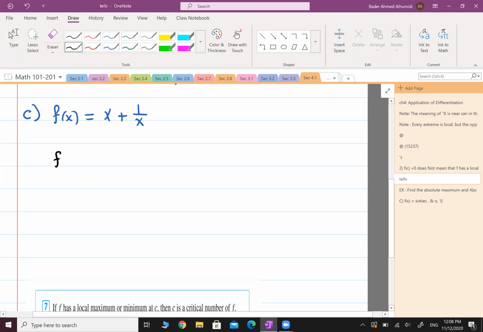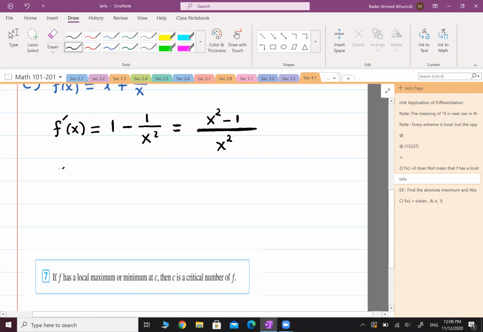Now f prime of x clearly is equal to what? 1 minus 1 over x squared. Nice. Let us simplify it as we said in order to find the points where this is equal to 0 or does not exist. Notice the common denominator is x squared. So I have here x squared minus 1. Now I need to discuss two possibilities.